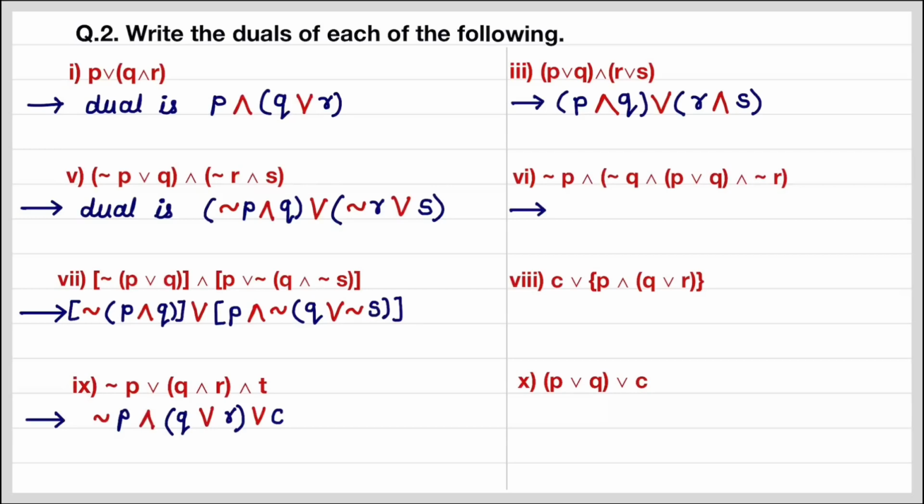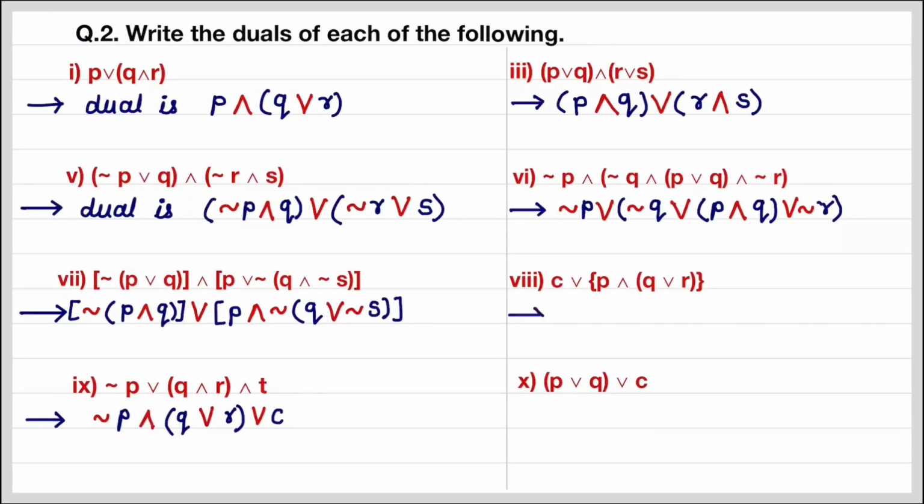Now sixth example, negation of P and negation of Q and P or Q and negation of R. Write all the unchanged terms, negation of P, negation of Q, P, Q and negation of R. Now replace AND by OR and OR by AND, which is the dual of the given statement pattern.